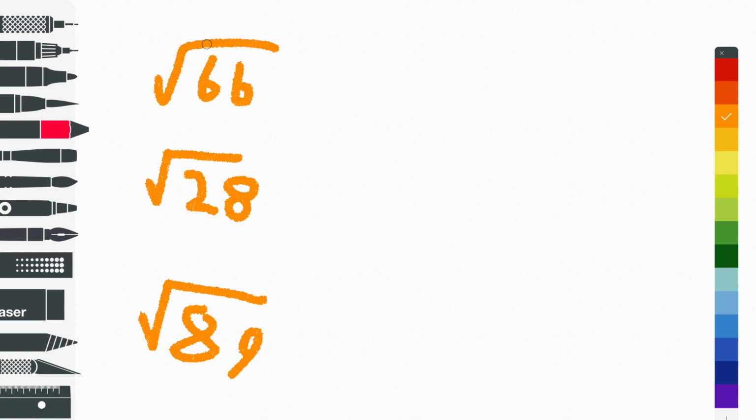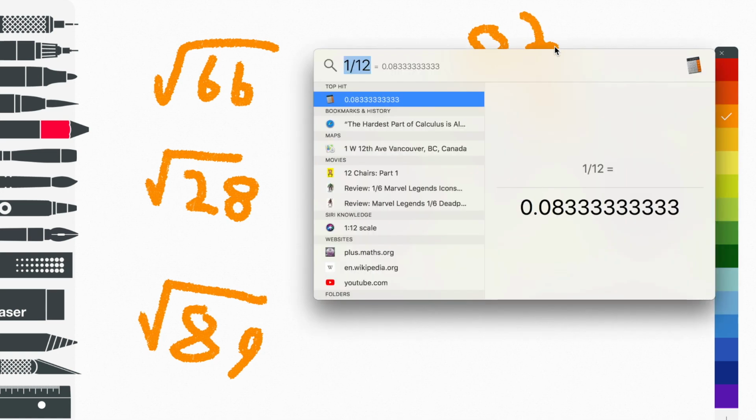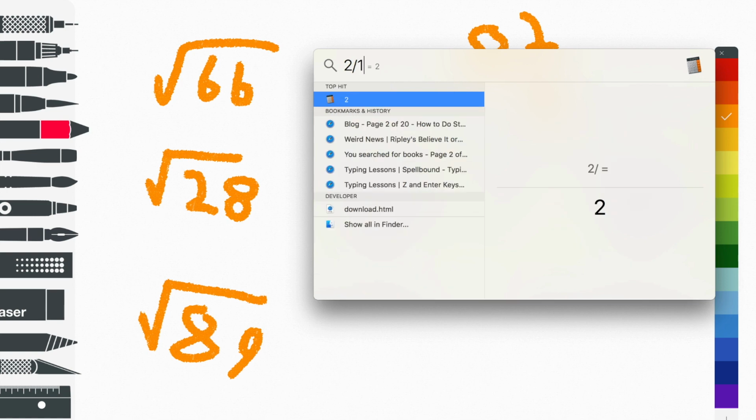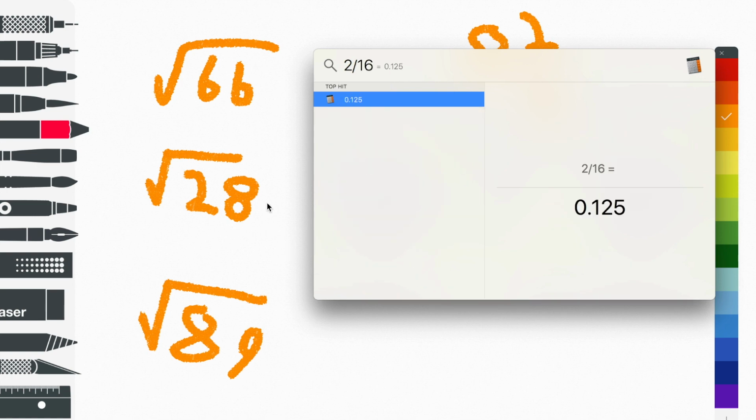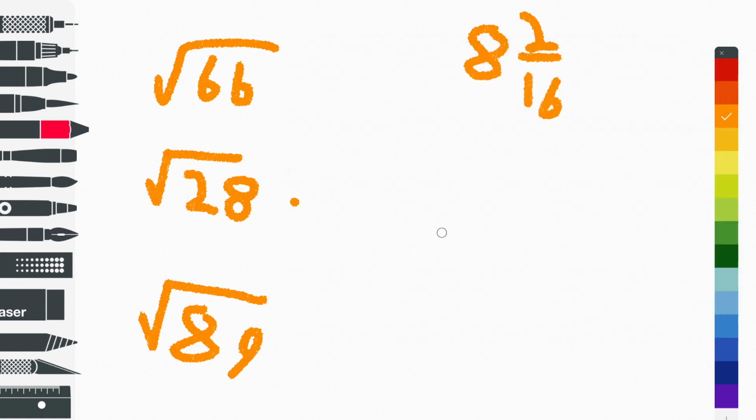For 66, the closest perfect square is 64. The square root of 64 is 8. So it's going to be 8, and double this number, so it's going to be 16. Then 66 minus 64 is going to be 2. So it's going to be 2/16. 2 divided by 16 is going to be 0.125. So it's going to be approximately 8.1. You should have been able to work that out on your own.